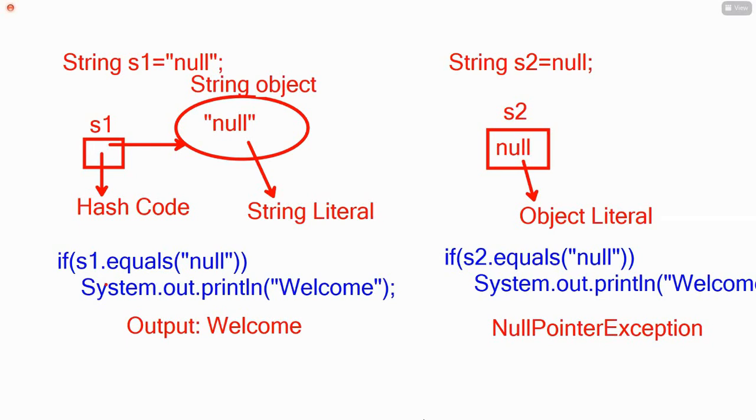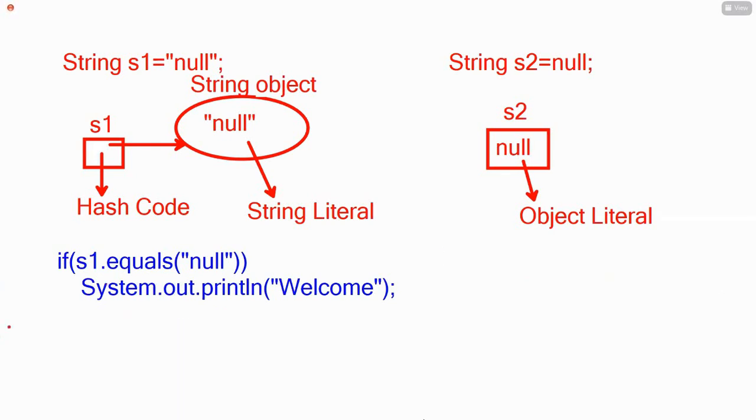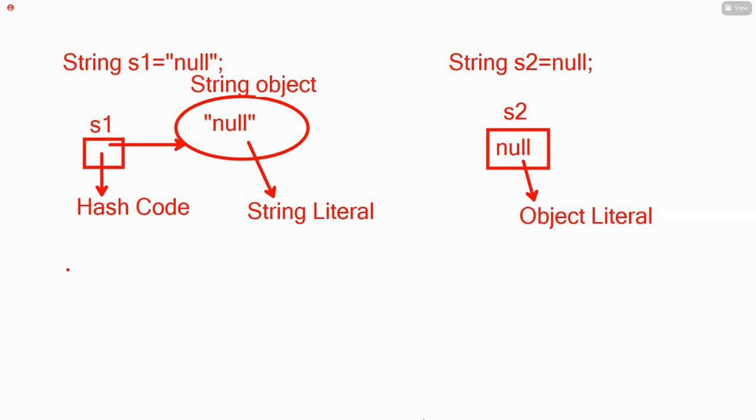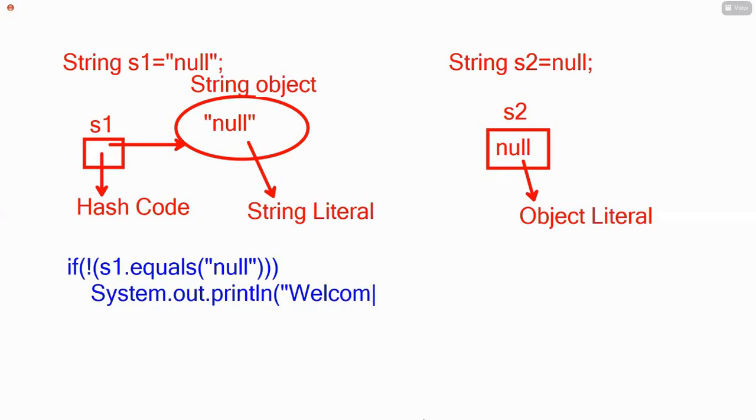Now you have seen the not equal to operator and the equal to operator, and the equals method. Is there any not equals method in the String class? No. If I want to make it not equals, the not operator we can apply. Before S1 you can write not: if not S1 dot equals null, like this you can write. Then System dot out dot println welcome. Now give me the answer.